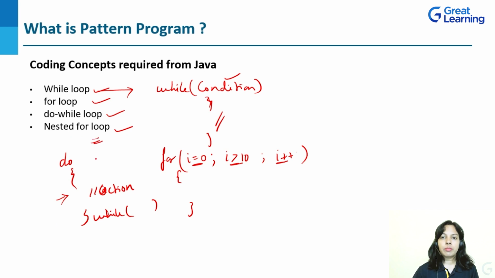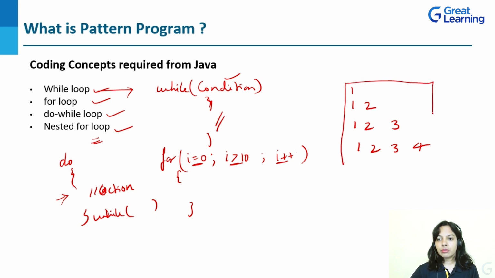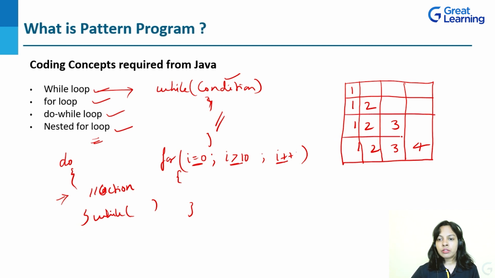Nested for loop will be widely used in writing programs for patterns. Try to understand what a nested for loop is and why it is used. Suppose I take a very simple pattern: 1, 1 2, 1 2 3, 1 2 3 4. If I divide this into a tabular format, this is the first column, this is your second column, this is your third column, and this is your last column. Similarly, if I divide it into rows, this is your first row, second row, third row, and fourth row.